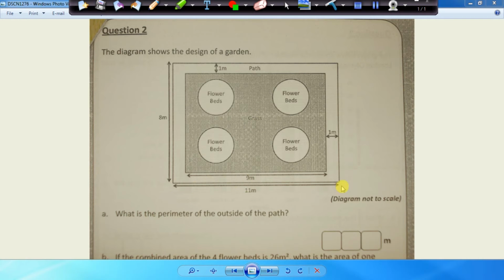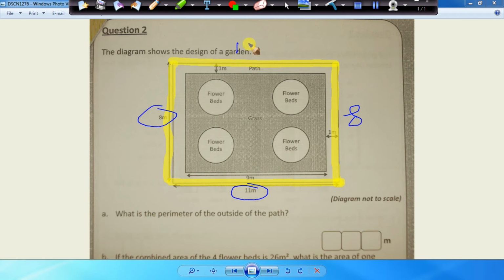This is 11 meters here, and this is 18 meters. So let's just start from one place. Let's start from this corner. You can go any direction you like. So 11, and then we're going to add how much? 8. And then we have another 11, and then another 8. So if we're looking at the measurements, we have 11, 8, another 11, and another 8. And that's called the perimeter, the distance around the path.